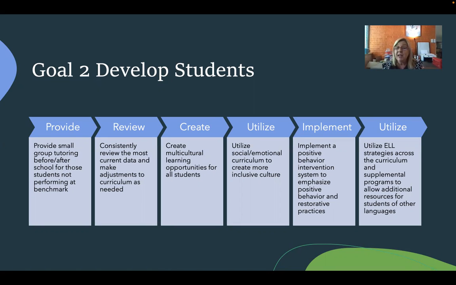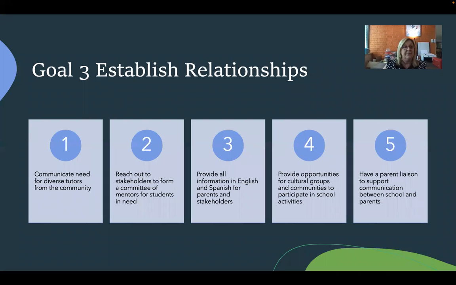focus on the positive behaviors and restorative practices, and utilize ELL strategies across the curriculum, because all of those strategies will help all of our learners, especially our learners that are behind in reading or math. They would all benefit from these things.